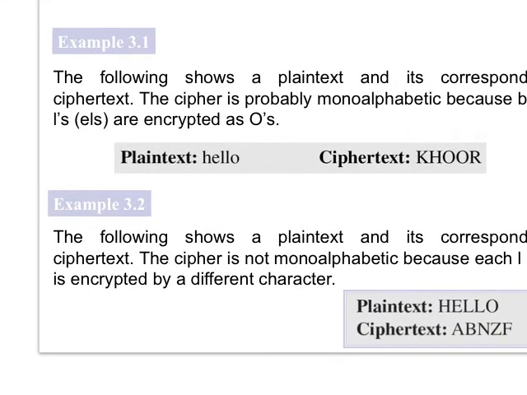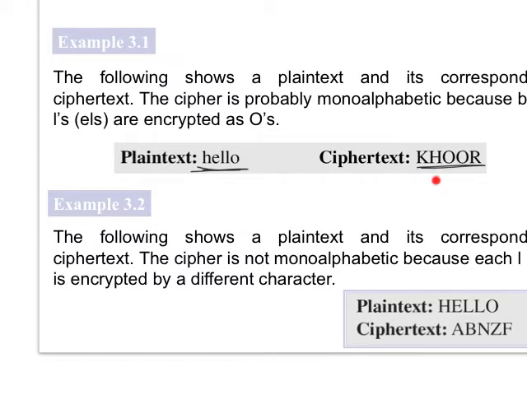So basically, the plain text in that case is hello. Okay, and this is the ciphertext. So we can guess from the plain text and the ciphertext that L and L are converted to O and O. E is converted to H, H is converted to K, O is converted to R. So it looks like it's a monoalphabetic algorithm, as simple as that.